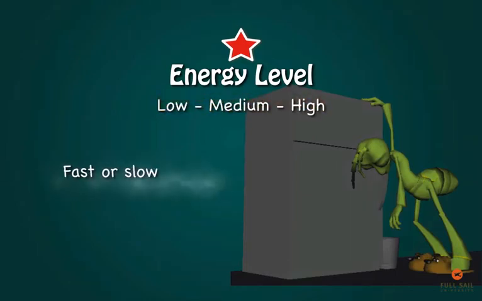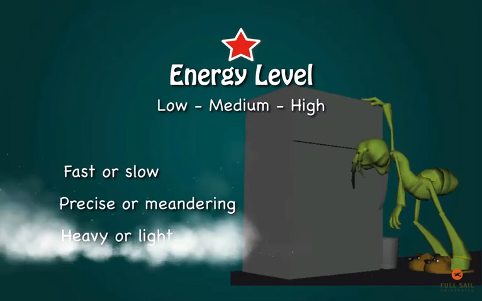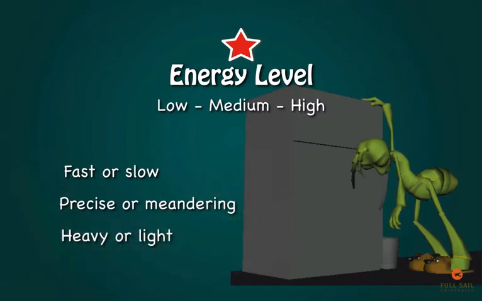Energy level can be described as how fast or slow the character moves, but also how often he moves. Does the character have a high energy that makes him move around a lot? Think about Scrat from the Ice Age movies, or Hammy from Over the Hedge. Does the character have a high energy level, but have a hard time finishing things, because he's easily distracted? That may be considered as meandering.